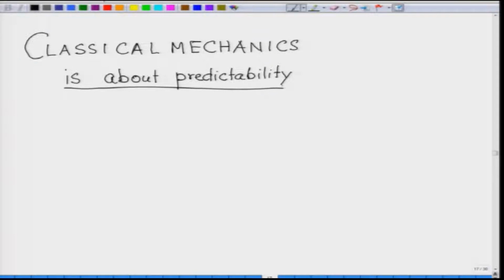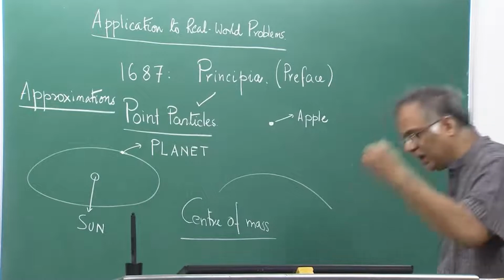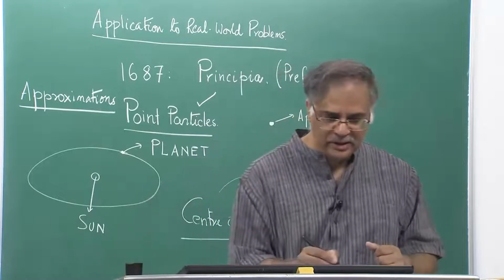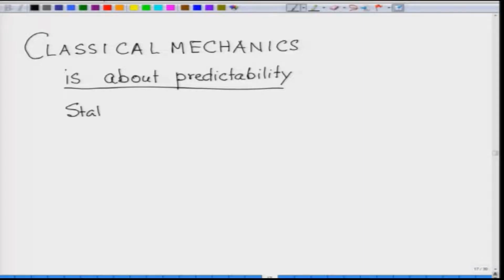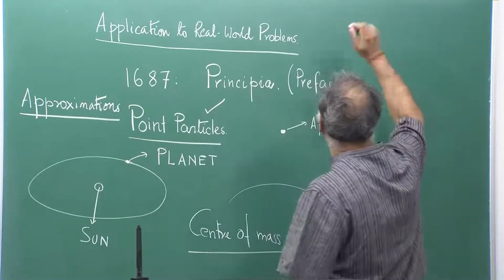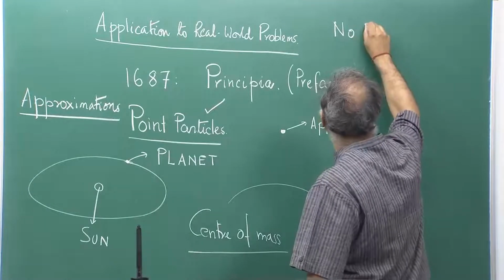It means that if I know the current state of a body, or state of a point particle, and we will tell you what that is, then I can tell how the particle will evolve in the future and how it has evolved before. So, it is a completely predictable system where no uncertainty is involved. Newtonian mechanics is a system where there is no uncertainty.